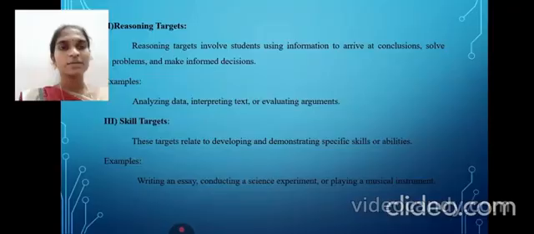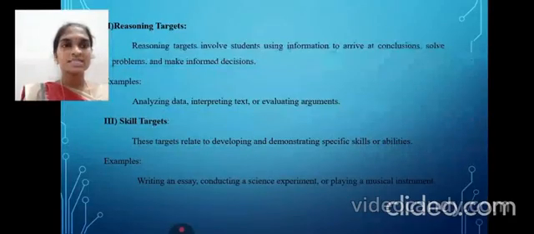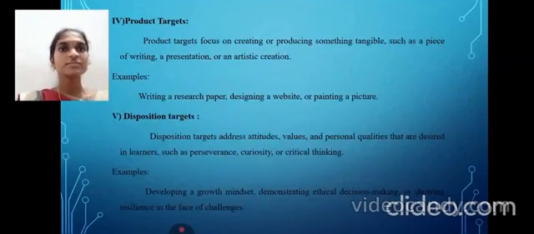Reasoning target involves the student using information to arrive at a conclusion, solve problems, and make informed decisions. For example, analyzing data, interpreting text, or evaluating an argument. Skill target. This target relates to developing and demonstrating specific skills or abilities. For example, writing an essay, conducting a science experiment, or playing a musical instrument.